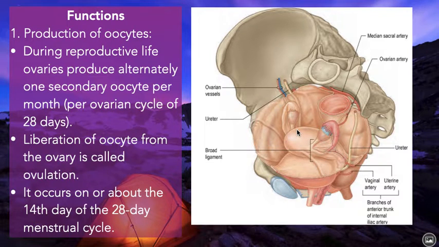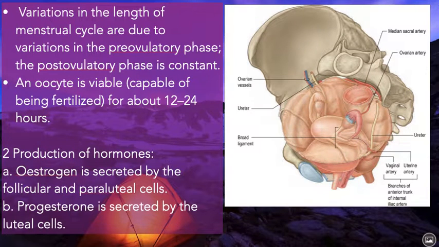Function of the ovary, production of oocyte. During the reproductive cycle, the ovary produces alternatively one secondary oocyte per month per ovarian cycle of around 28 days, and liberation of this oocyte is called ovulation, which occurs about the 14th day of a 28-day menstrual cycle. Now, variation in the length of the menstrual cycle is due to variation in the pre-ovulatory phase, whereas the post-ovulatory phase remains constant. The oocyte is viable, that is, capable of fertilization, for about 12 to 24 hours.